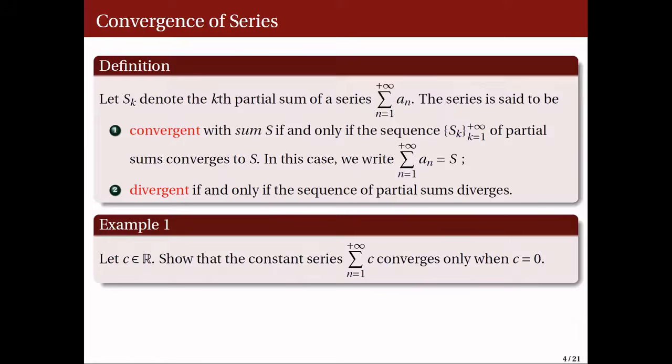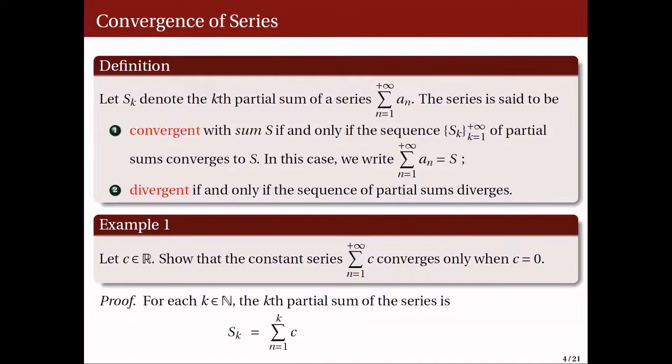For example, if C is a real number, let's show that the constant series summation of C with n ranging from 1 to infinity converges only when C is equal to 0. For the proof, we observe that the kth partial sum of the constant series is just equal to C added to itself k times, or simply C times k.